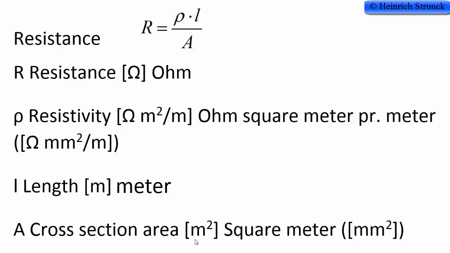And if you are going to use SI unit, you have to use square meter, but normally again we use square millimeter. So if we have the resistivity in ohm square millimeter per meter, we also have to put in the cross-section area in square millimeter.